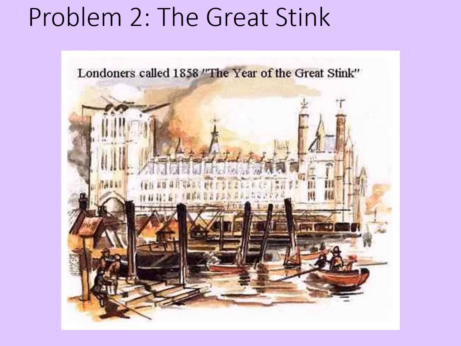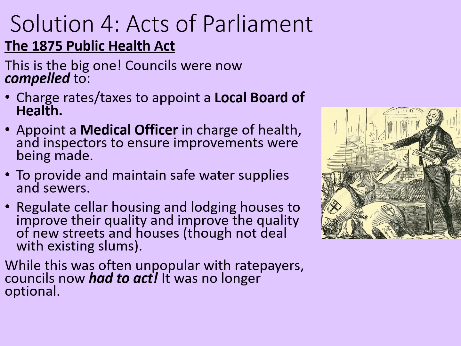They also had to regulate cellar housing, in other words, cellars that were being rented out as actual houses, and lodging houses to improve their quality and improve the quality of the new streets that the houses were built on. Although this in fairness did not deal with the existing slums, that would take some longer time. While this was an often unpopular act with ratepayers because they had to pay more in taxes, councils now had to act. It was no longer optional. And so the problem that was partially solved was all three.